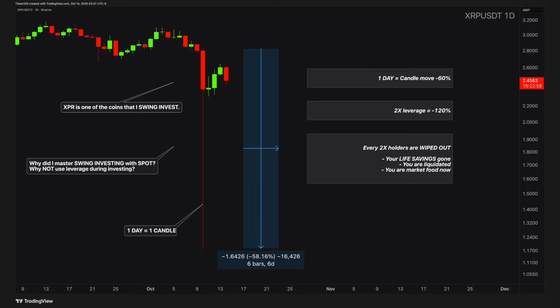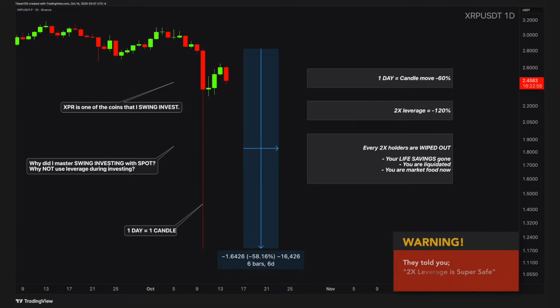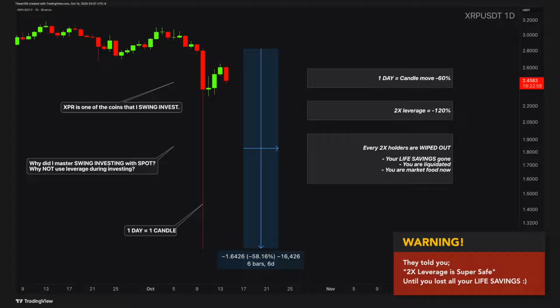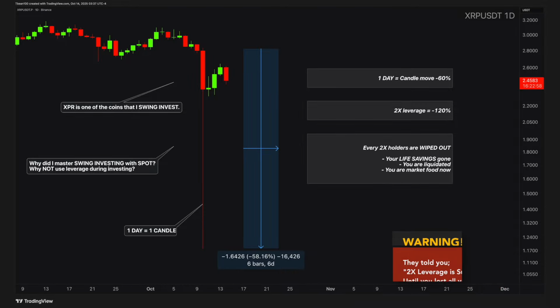So what happened exactly that day? All those traders or long-term investors who used 2x leverage, which everyone thought was super safe, with no worry about it, got completely wiped out. Many people lost their life savings in just a few hours. They were wiped out, honestly became part of the market's liquidity pool, basically food for the market.